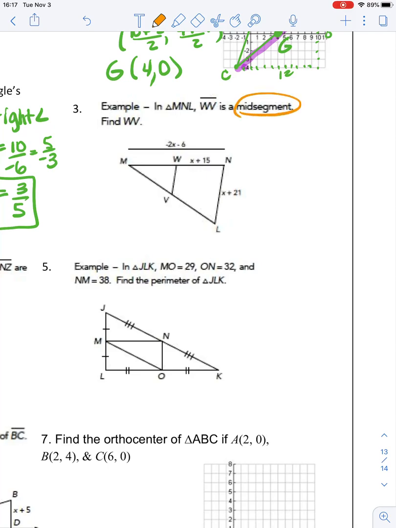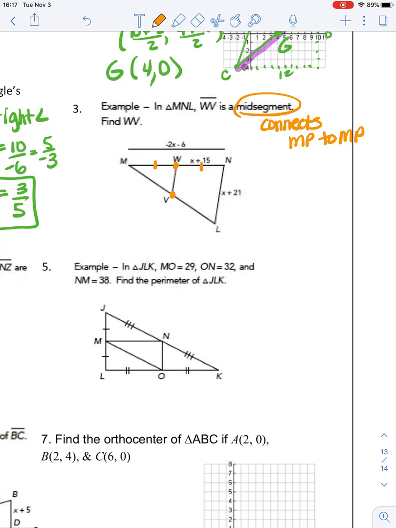A mid-segment connects the midpoints. It connects midpoint to midpoint. The median connects the vertex to the midpoint. The mid-segment connects the midpoint to the midpoint. So if WV is a mid-segment, then that means it has cut those two pieces in half.